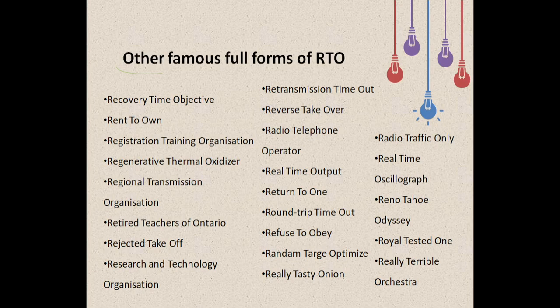If we talk about other full forms of RTO, these are full forms of RTO like radio traffic only, real time recovery time objective, rent to own, reject off. These forms are important for RTO. You can pause the video and note it in your copy or book, so you can prepare for GK question answers if anyone asks other full forms of RTO, or five or six full forms of RTO.